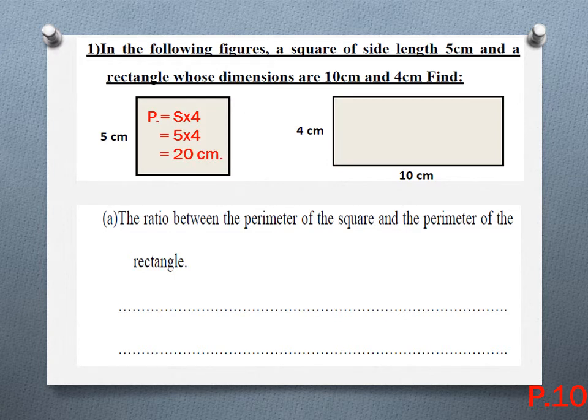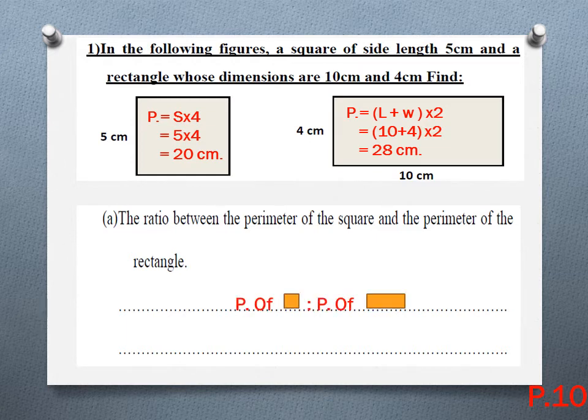I need to find the perimeter of the rectangle. Write the rule: perimeter of a rectangle equals length plus width, all times 2. 10 plus 4, all times 2, gives the answer 28 centimeters. Now we have the perimeter of the square and the perimeter of the rectangle. Find the ratio between them: 20 to 28. Both of them are even. Divide both by 4 to get the simplest form, 5 to 7.